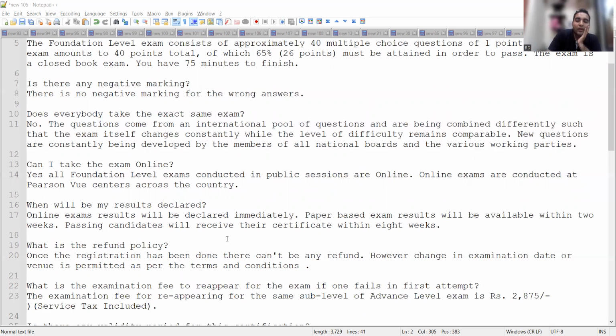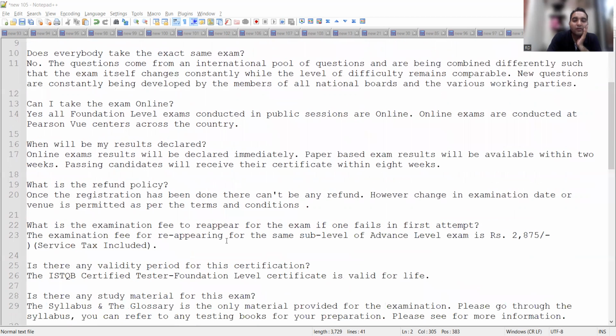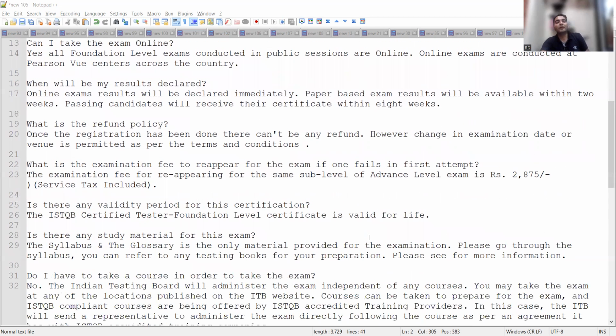Now, if you want to reappear for a particular exam, so if you want to reappear for the same sub-level of advanced level, then it is 2875, service tax included. If you want to reappear for foundation level, then I think 500 to 1,000 from 4,500 will get deducted. Sorry, will get reduced. Is there any validity period for this certification? Yes, it is valid for lifetime.